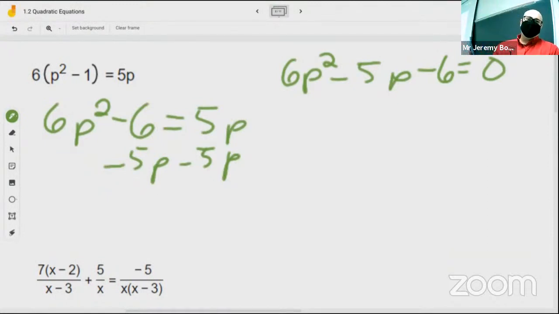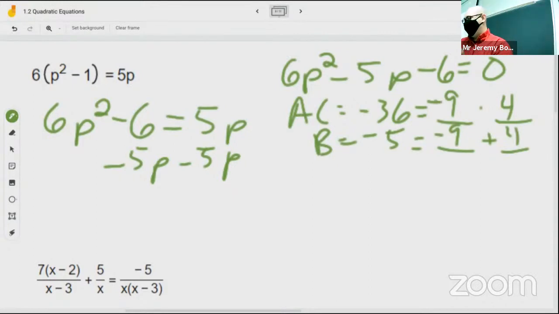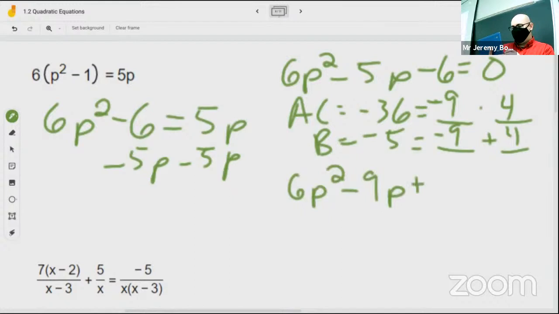We can't factor out anything common here, so let's do our A, C method. That's going to be negative 36, and B is going to be negative 5. What multiplies to be negative 36 and adds to negative 5? 9 and 4, with a negative on the 9. And we're going to have to work this out because the A term is not 1. So we have to do 6p squared minus 9p plus 4p minus 6 is equal to 0.